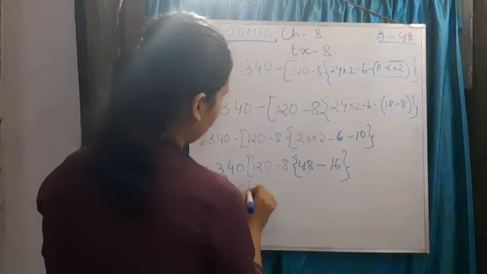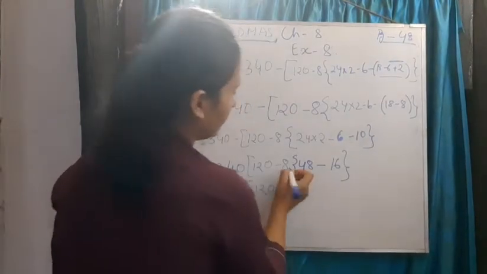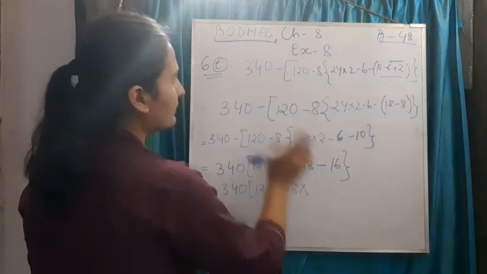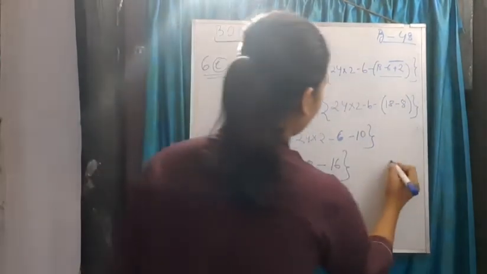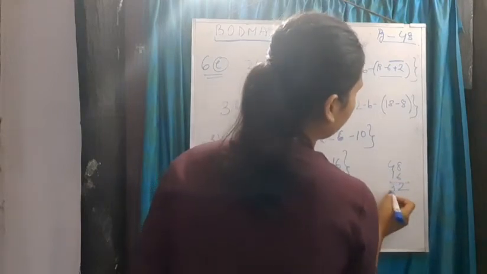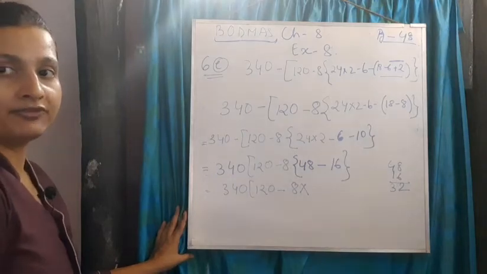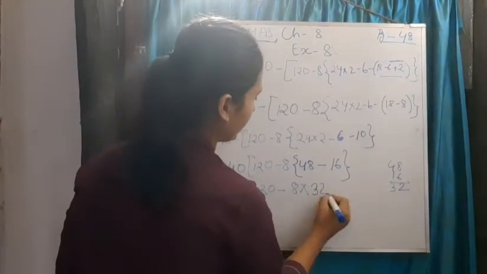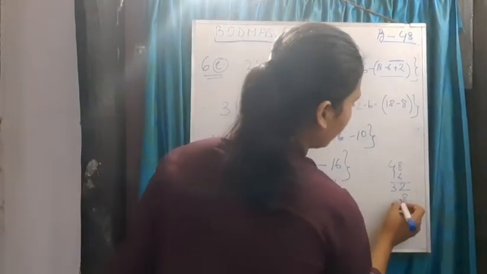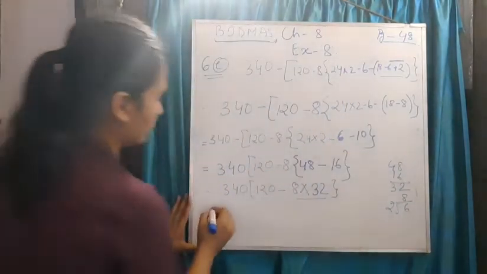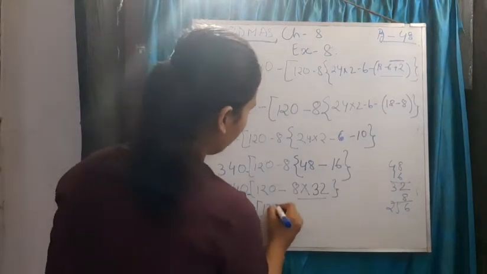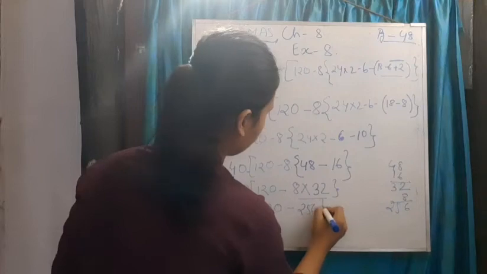Then 340, 120 minus 8 into. See, there is nothing. It means it's into. You have to multiply 8 with this. So we are just following the rule. We are now going to multiply. So 48 minus 16 is your 32, right? I hope you can follow this. 32. Now let us multiply this 2 first. So 32, 8 2s are 16, 8 3s are 24, 256. So sorry, there will be minus, 340 minus 120 minus 256.